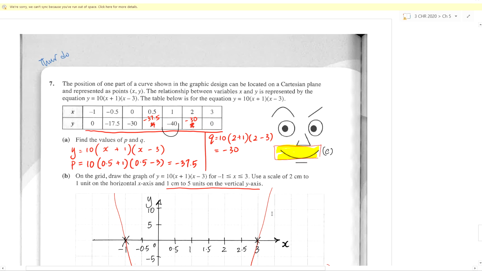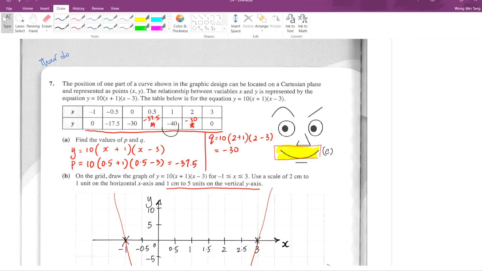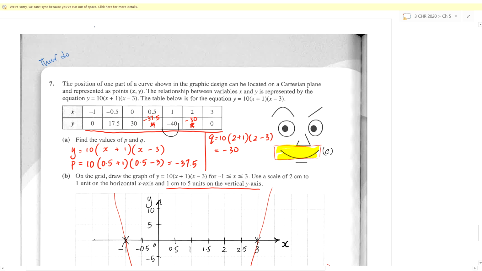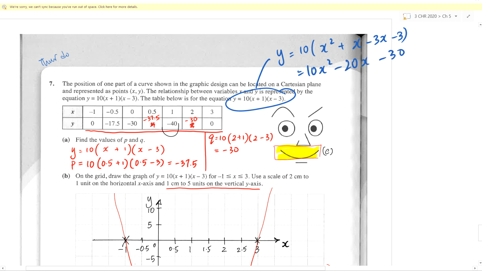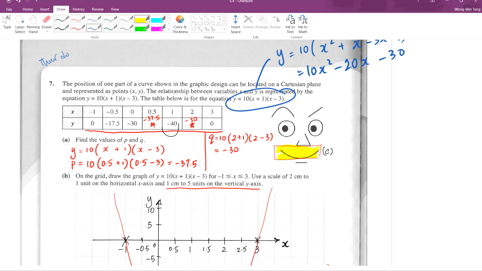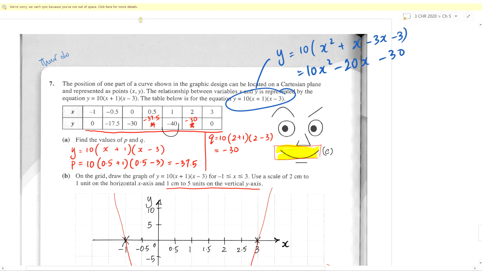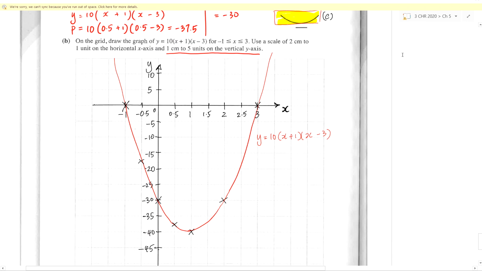The number in front of the x squared, where is the x squared over here? We will have to expand it out. For this equation, y = 10(x + 1)(x - 3), we have 10x squared and so on and so forth. Let me just work everything out. So this is 10x squared minus 2x, so minus 20x minus 30. So here we have the number in front of x squared. It is a positive 10. Since it is positive, we get a happy face.